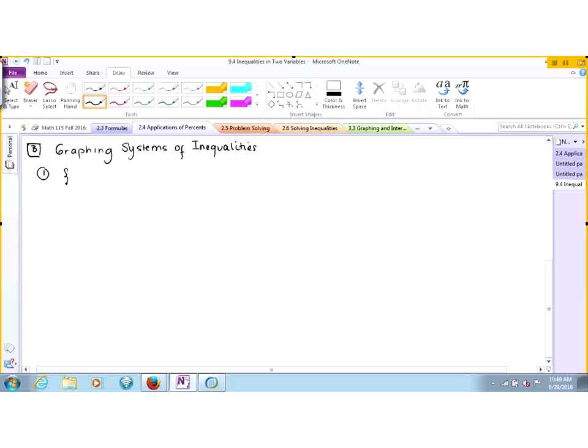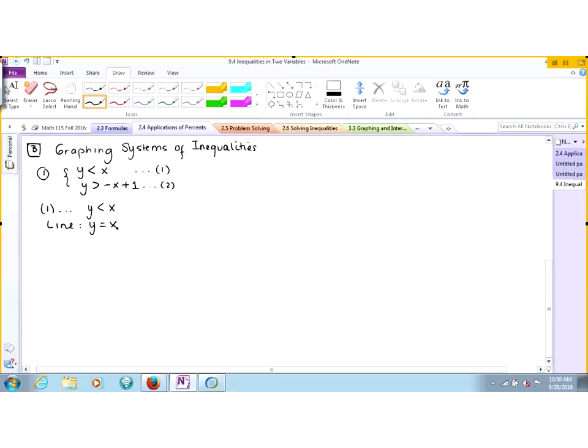So number one, y is less than x. Y is greater than negative x plus 1. So this is the first inequality. This is the second one. So let's graph y is less than x first. So we label as usual, 1, y is less than x. Give me the equation of the line.